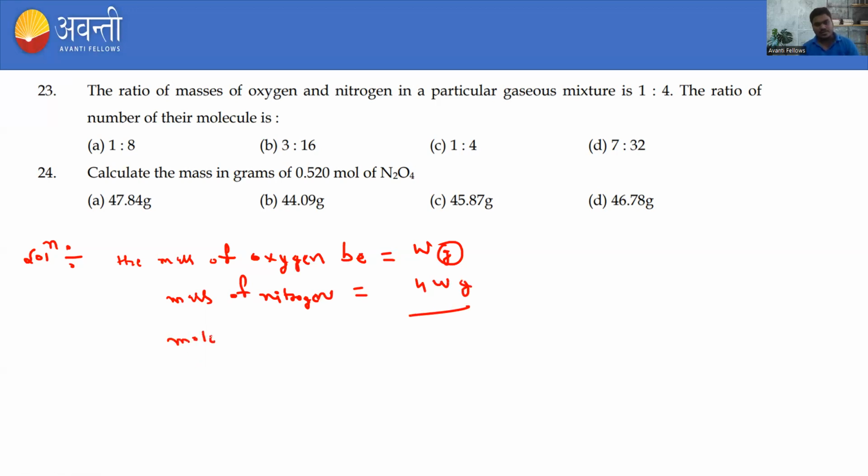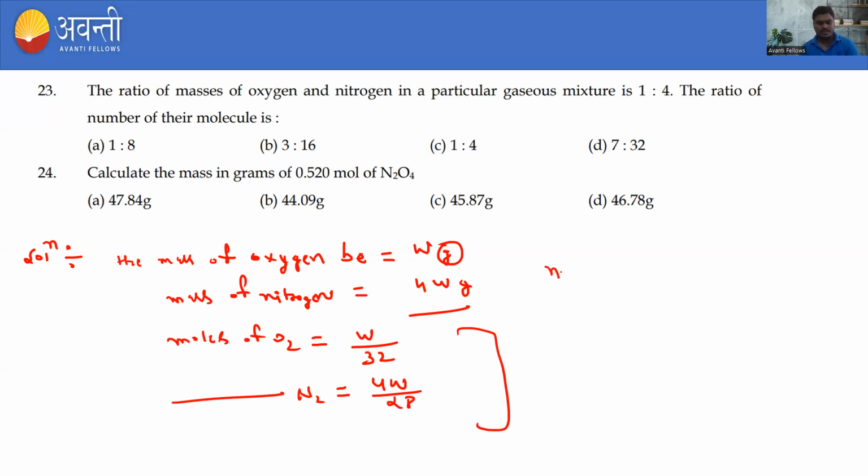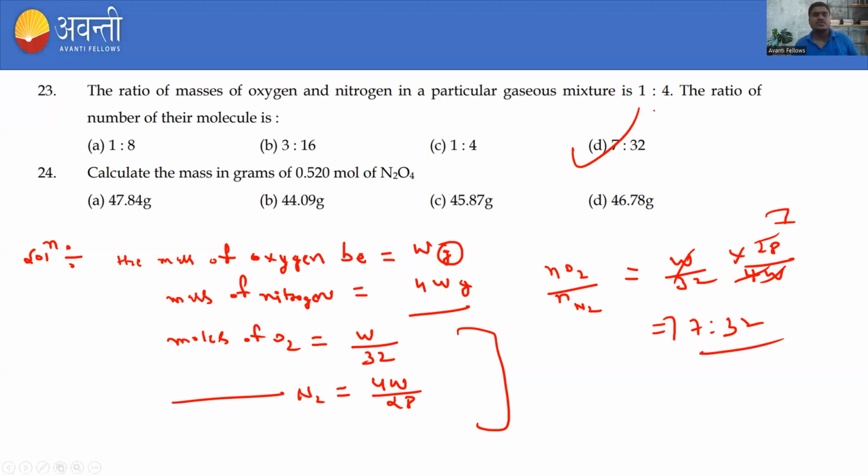So let's calculate the moles. Moles of O2 is equal to W upon 32. Similarly, moles of N2 become 4W upon 28. Now, can you calculate the ratio of both of these, that is nO2 upon nN2? So this comes out to be, can anyone tell? Yes, that is W upon 32 into 28 upon 4W. So W cancels, 4 and 28 give 7. So that is equal to 7 by 32. So the correct option is D. So option D is absolutely correct.